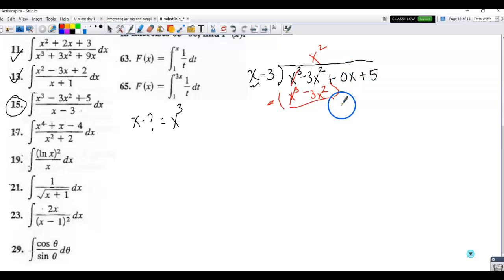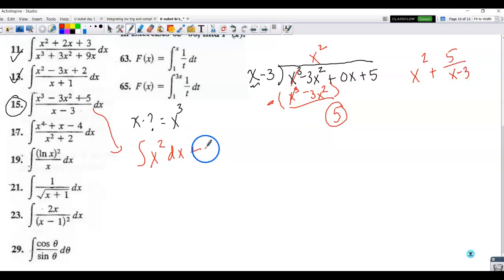I can bring down the 0x, but I don't really need to in this case, so I'm going to bring down the 5, and I have my answer. That is my remainder, because I'm not going to ask myself x times what makes 5. So the quotient is x squared, the remainder is 5. So this integral, number 15, is equal to the antiderivative of x squared dx plus, because remember it's x squared plus 5 over the divisor. So 5 on the outside, 1 over x minus 3 dx.